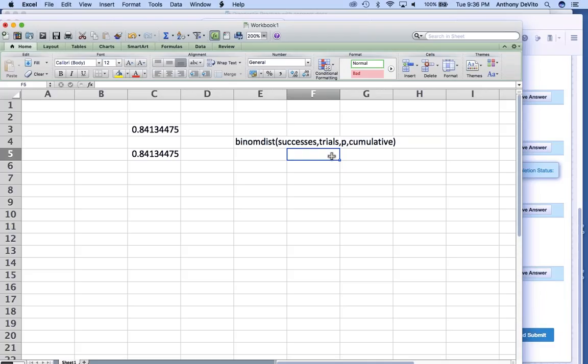So for instance, here's our population. Our probability of being HIV positive is 0.07. We're going to sample 10 people. So our trials is a sample size of 10 people that I'm going to pick randomly. And each one of them has a 7% chance of having HIV, of being HIV positive.